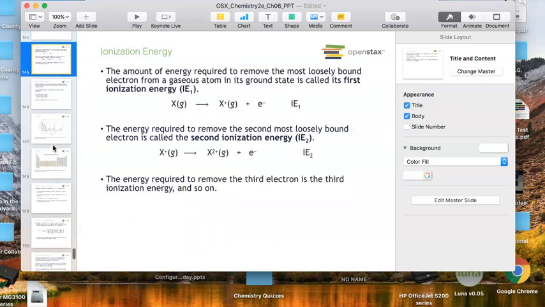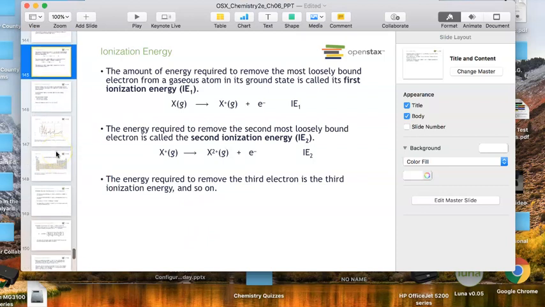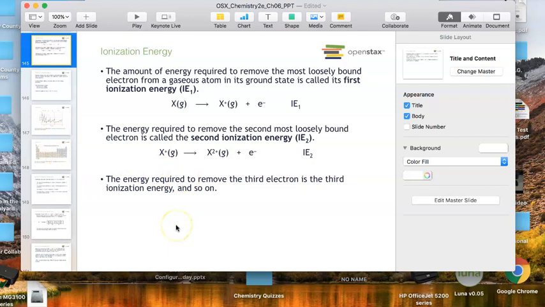So next we need to talk about ionization energy. First of all, what is ionization energy? Ionization energy is the amount of energy required to remove the most loosely bound electron from a gaseous atom in its ground state. So there's some specification to this definition.